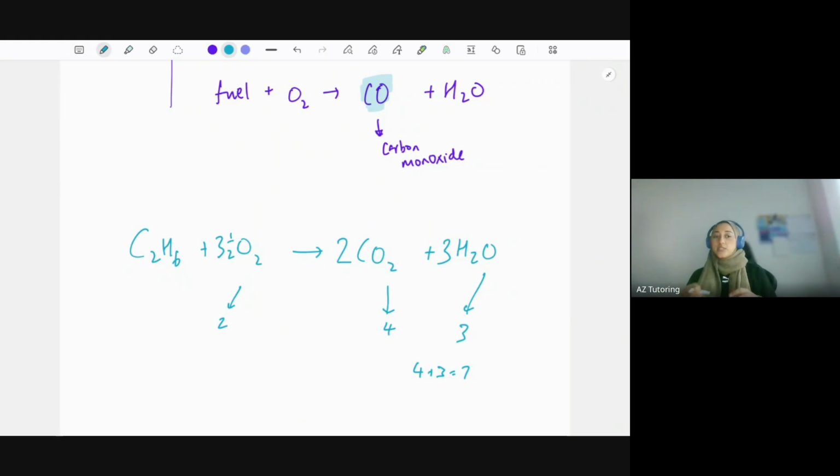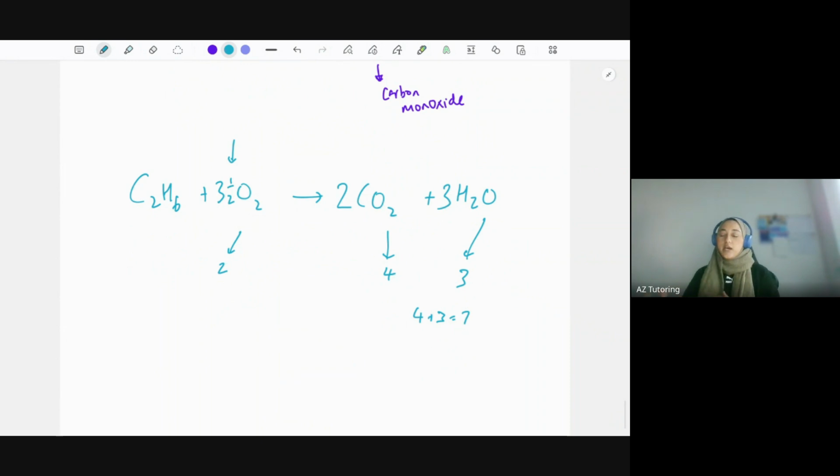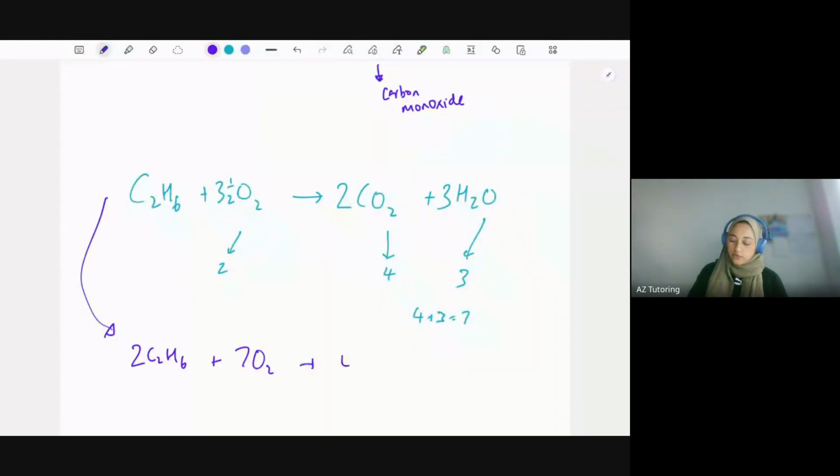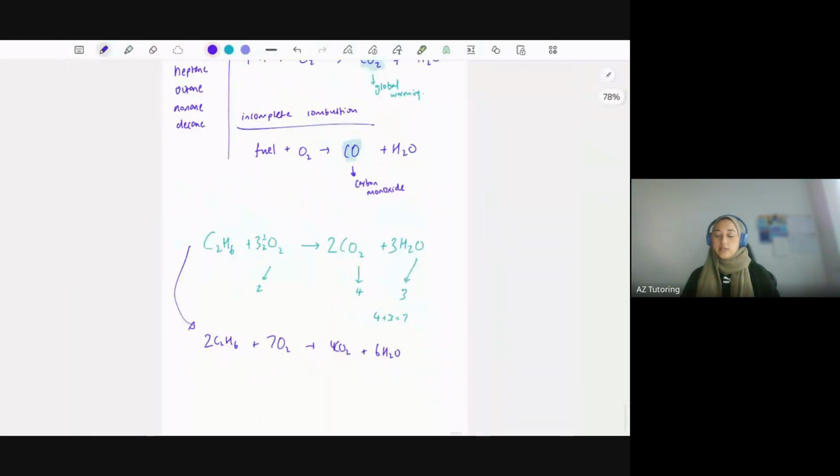Now, this is a lot more skilled balancing, like me being able to do it in my head, but you can list everything out and work with it that way as well. Again, if you don't like dealing with that, times the whole equation by 2. So I would get 2C2H6 plus 7O2 gives you 4CO2 plus 6H2O. So yeah, you get better at it the more you practice.